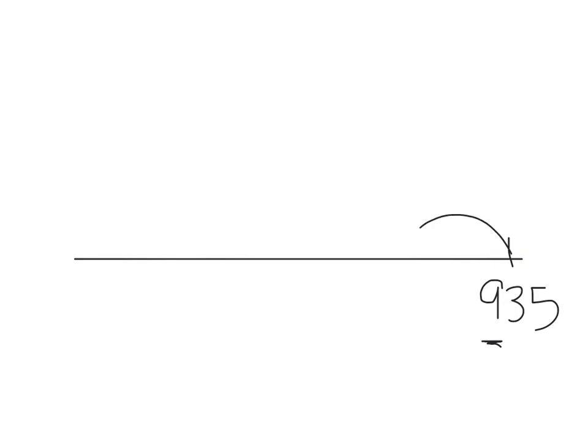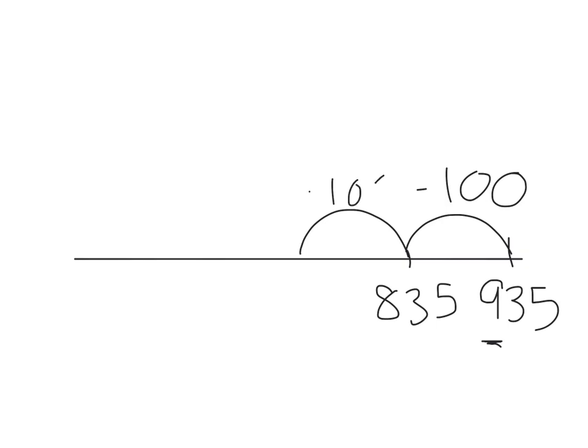So each time when we count backwards by 100, we're taking away 100 each time. If I take away 100, it's going to be 835. And if I count back by hundreds again, it's going to be 735. So you can see each time I'm only taking away the number that is in the hundreds column.